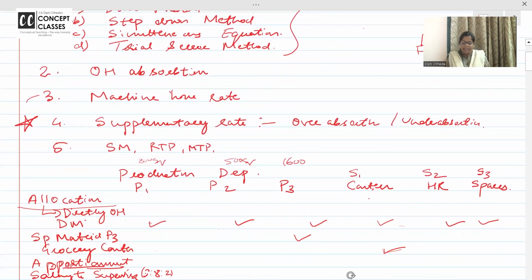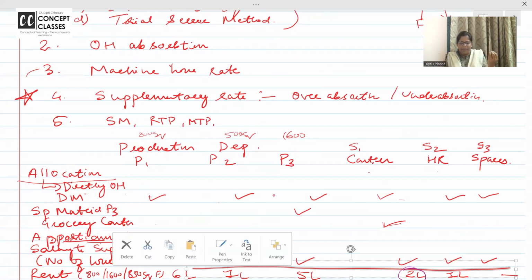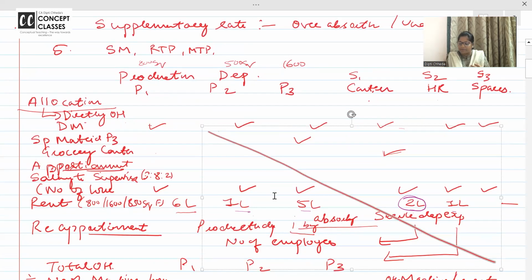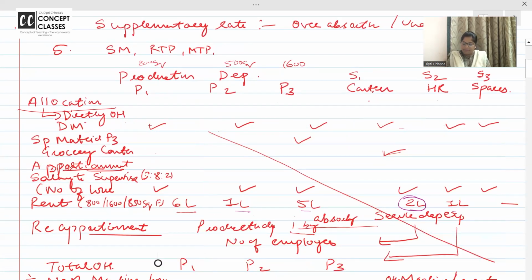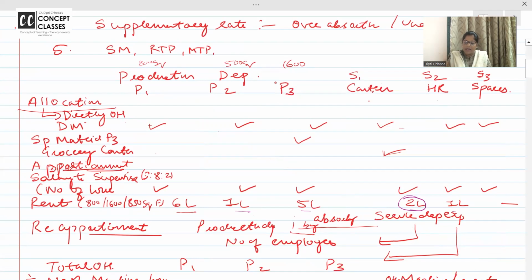Look at this. I have 3 production departments which are producing different products: P1, P2, P3. And I have service departments. I have 3 service departments: canteen, which is giving service to all, HR department, and space. This is just an example.